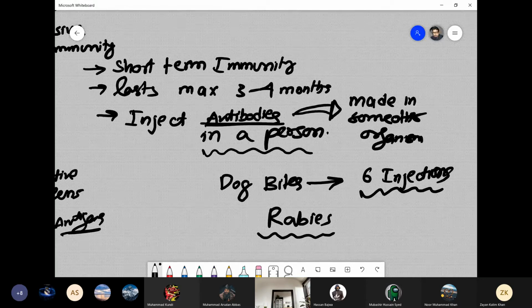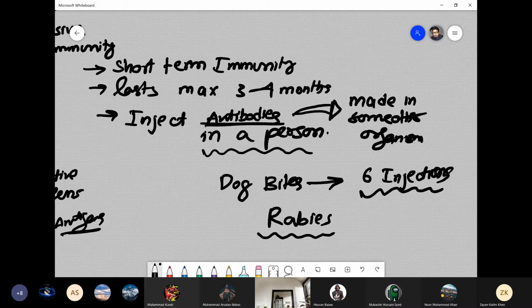As they're non-living things, we cannot kill them. So, if a person gets bitten by the dog, he is definitely going to become infected, and he is going to get this rabies disease. So, what do we do to protect that person? We inject him with antibodies.